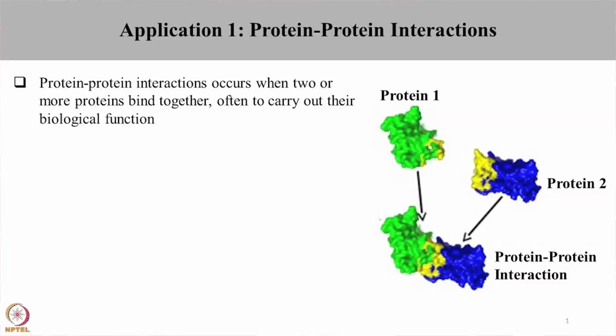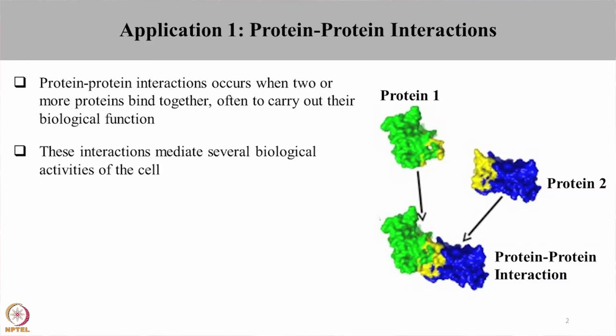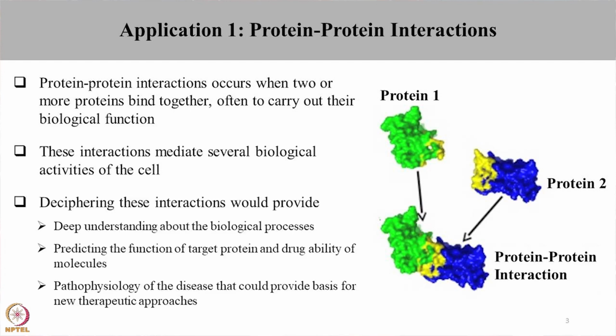Protein-protein interaction occurs when two or more proteins interact with each other to carry out a biological function. These interactions mediate several cellular processes, and understanding these interactions would help in understanding the function of proteins and to identify the disease pathobiology. So, once we dissect these interactions, we can end up finding a few druggable targets and new therapeutic approaches that can be used to treat the disease.